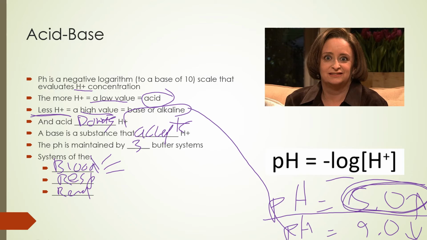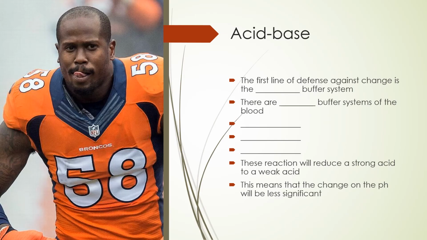So let's go look at those again. Repetition is the key to success in education here. The more you go through this, the better. The first line of defense for any change is the chemical buffer system, and we already talked about this one a little bit. There are 3 buffering systems of the chemical buffer system that are naturally floating around in your bloodstream right now.